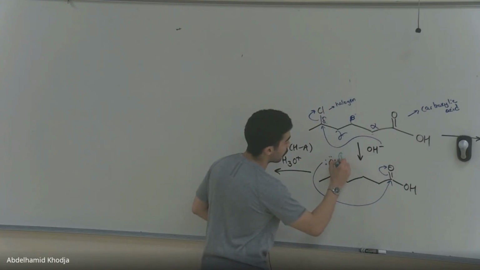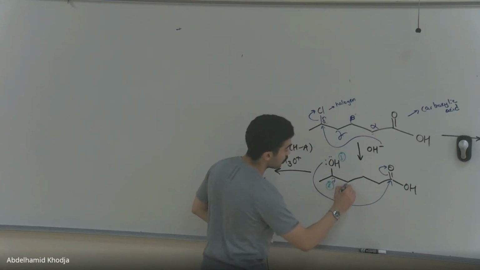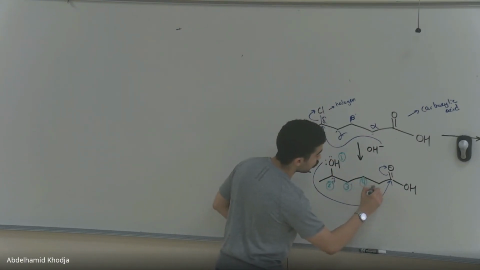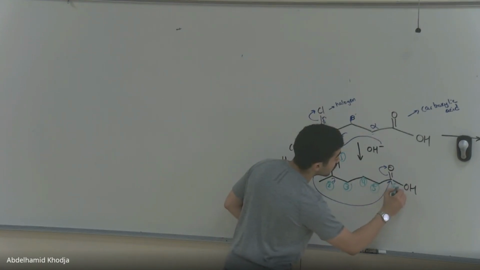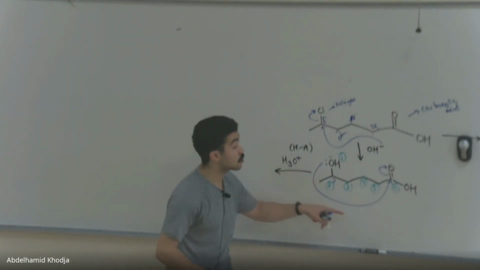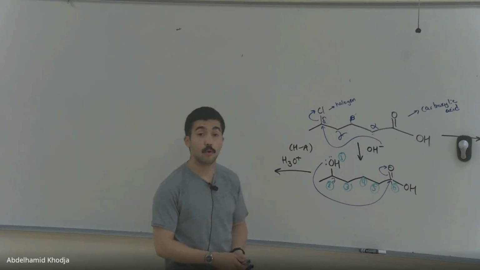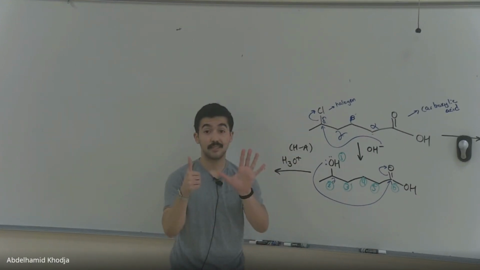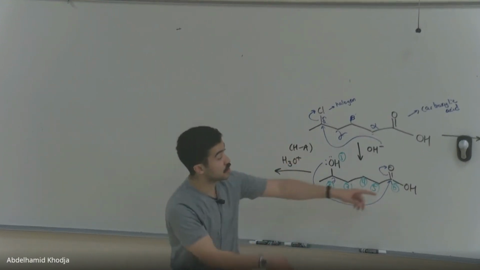This is number 1. This is number 2. This is 3. This is 4. This is 5. This is 6. The last group, those lone pairs go to. So we know we're forming what? A 6-membered ring, which is our final product, which is the delta.